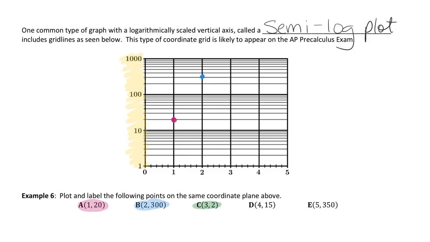If it's 15, would it be in between 10 and 20? Okay, so the question is, for 15, would it be between? Yes. I know that this line right here is 10, which makes this line 20. So where's 15? In between. Nice. So this is going to be 15. So where's 5, 350? I got 5. I'm going to go to 100. So I want to go right in the middle of those.